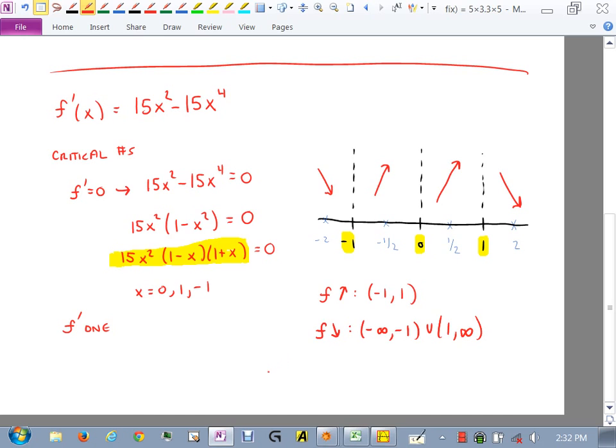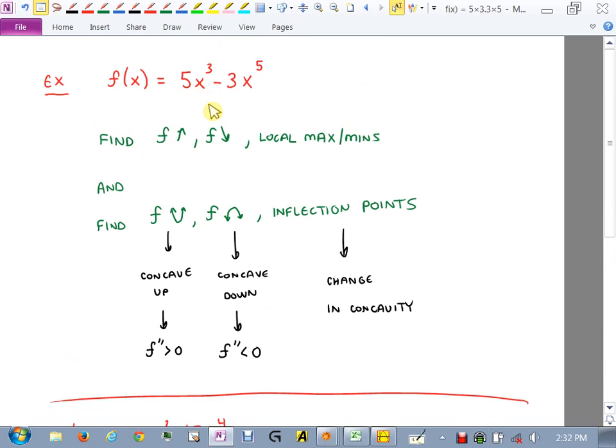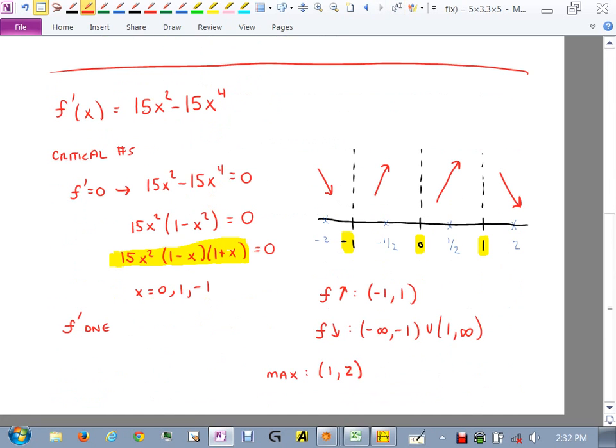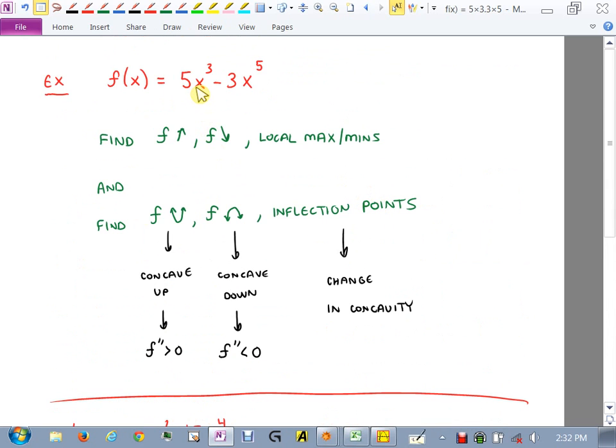All right, max. Where do we get local max? Do we have a local max? At 1. Right? Goes from up to down at 1. So we plug 1 into the original function. 1 into here gives me 2. How about a minimum? It's that -1, right? Goes from down to up. So plug -1 in here. -5 and then negative, so -2.